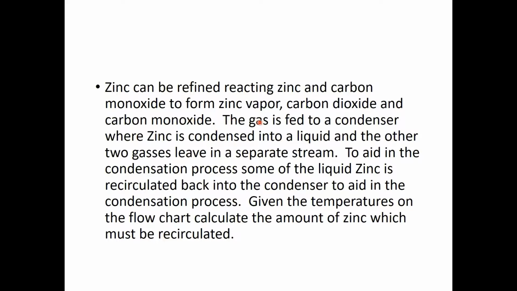We're feeding this gas to a condenser to get the zinc out. So we're condensing it into a liquid stream, and then the other two gases are leaving in a separate gas stream. To aid in the condensation process, some of the liquid zinc is recirculated back into the condenser. Not the best written problem, I apologize. Given the temperatures on the flow chart, please calculate the amount of zinc which must be recirculated to make everything work. I left the values off of this slide for brevity. Let's take a look at the flow chart.